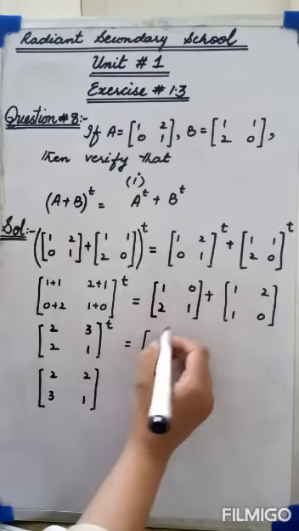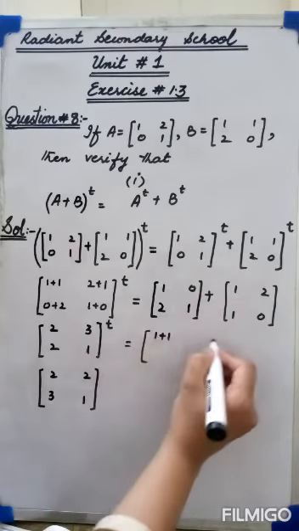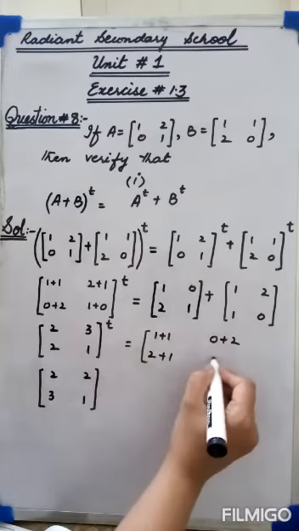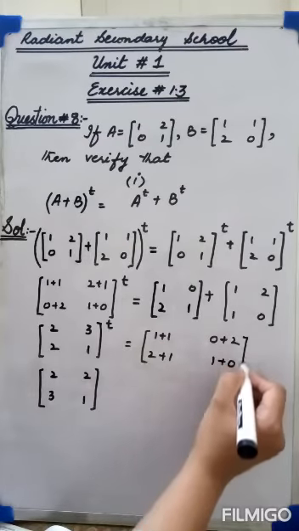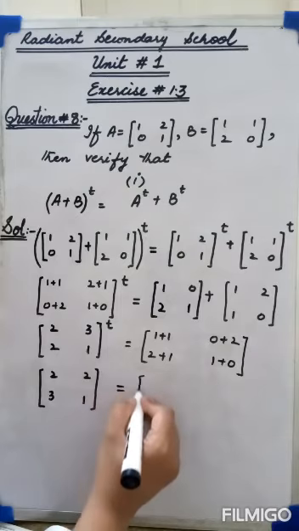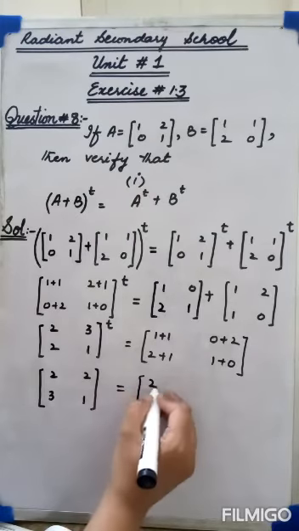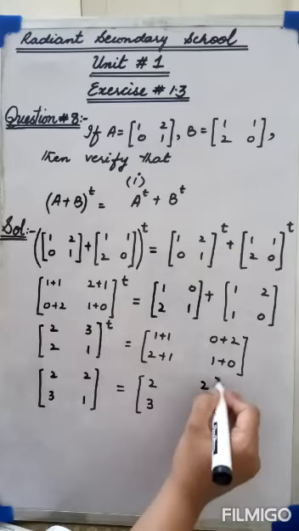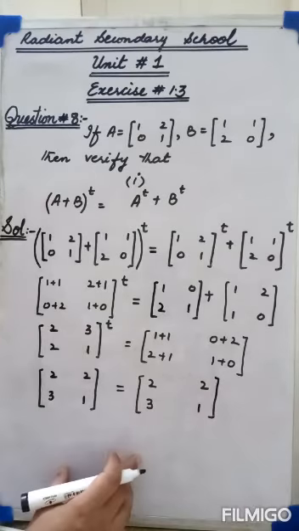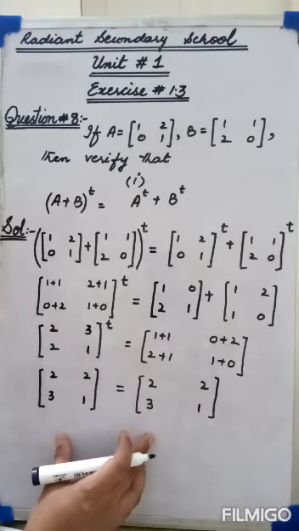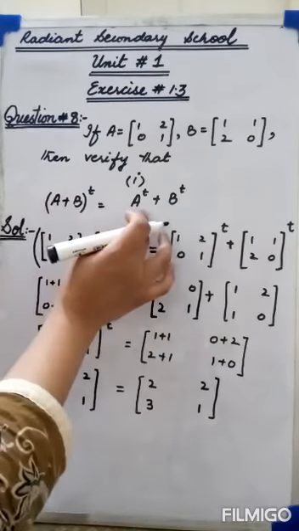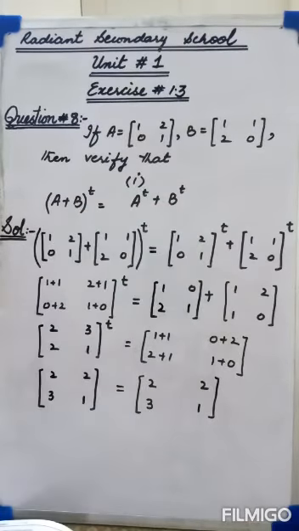Now we will add the corresponding entries. 1 plus 1, 0 plus 2, 2 plus 1, 1 plus 0. And you can see this is 1 plus 1, 2, 0 plus 2, 2, 2 plus 1, 3 and 1 plus 0 is 1. So now you can see both sides are equal. And we have verified that A plus B whole transpose is equal to A transpose plus B transpose.